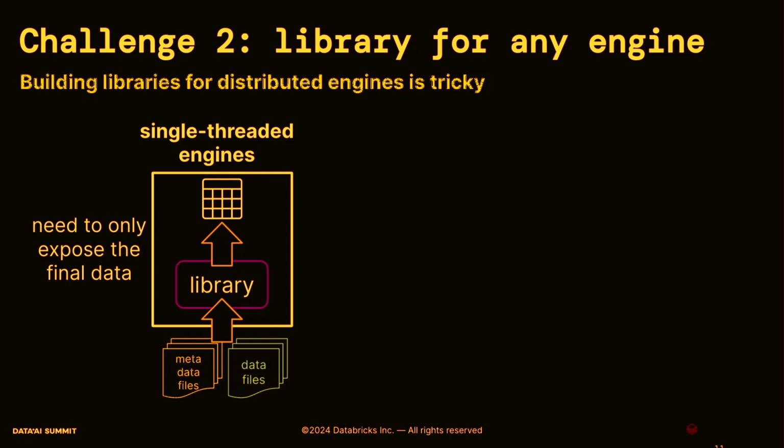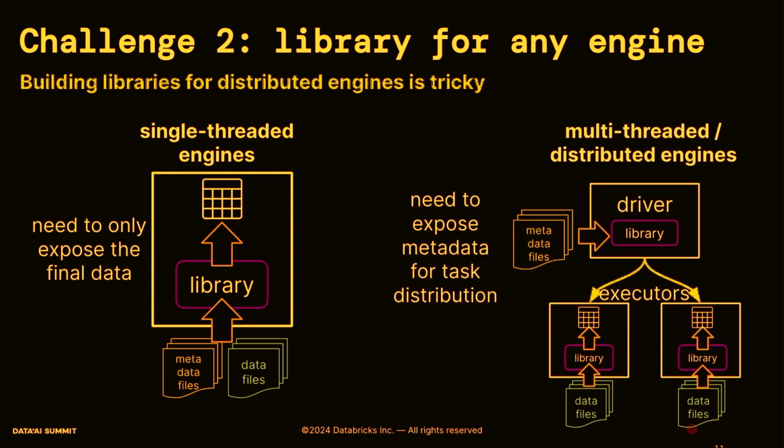Furthermore, if you are reading this in a single processor, or even a single thread engine, a very simple application, it is pretty easy actually to build a library like that. You give it a path to the table, the library gives you back, here is the data. That's pretty easy. However, in today's world, you have to deal with distributed engines. And building a library for a distributed engine is much harder.